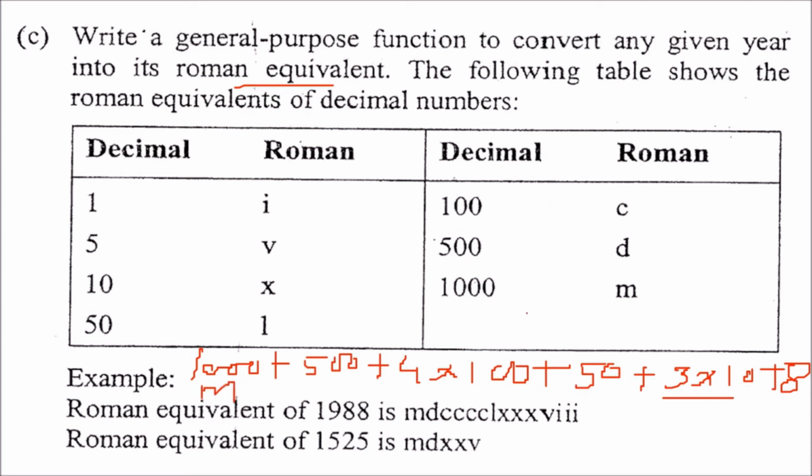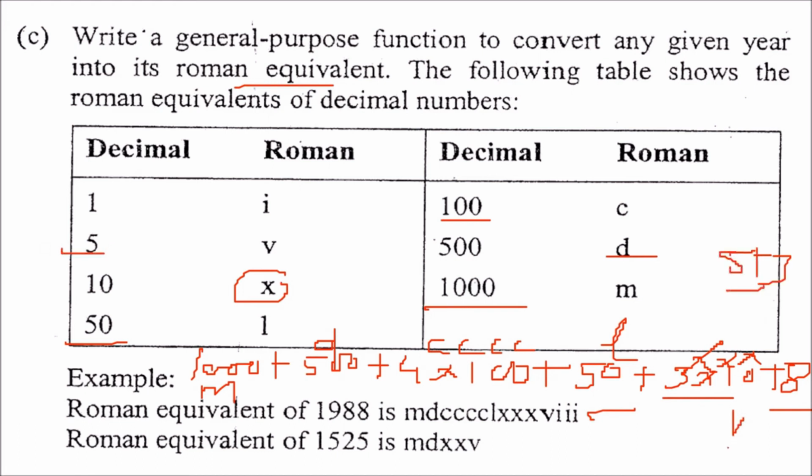So this is M, I have taken it from here. 500 is D. 4 into 100, 4 times 100. So this is 100, so we write C 4 times. This is 50, which we have as L, and 3 into 10, so we write this 10 thrice, X. What is this 8? 8 can be written as V, this is 5, and 8 is 5 plus 3. So for 5 we write V, and for 3 we don't have anything, so we write I 3 times. So this is how we write 1988.